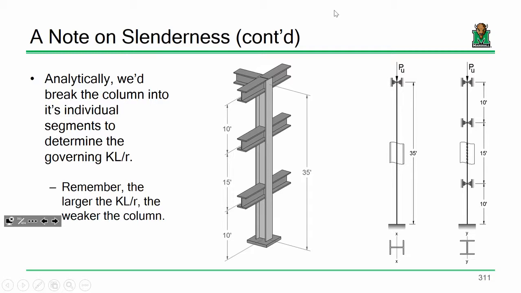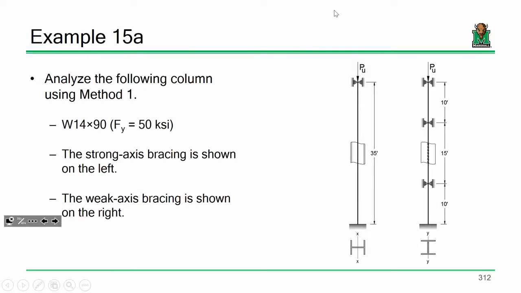Okay. So what we're going to have to do is check each of those sections. I'm going to get a KL over R for this, a KL over R for this, a KL over R for this, and a KL over R for this. Whichever one of those KL over Rs is the largest determines how strong the column is. Okay? Does that make sense? So speaking of, why don't we do this example next time?